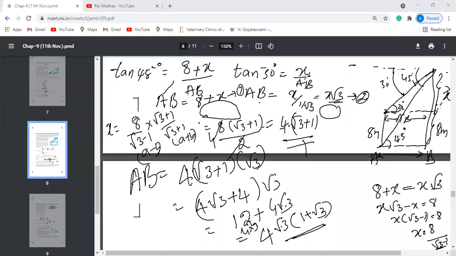See, here you have AB, here also you have AB. So now you can equate. So 8 plus x is equal to x root 3. Okay. Next, what you can do is you can take this x to the other side. So that x root 3 minus x is equal to 8. So you are taking x outside, so that you will get x into root 3 minus 1 is equal to 8, or you will get x is equal to 8 by root 3 minus 1.